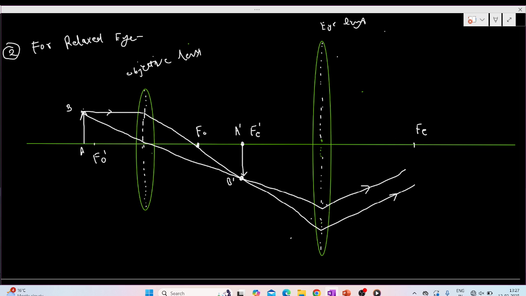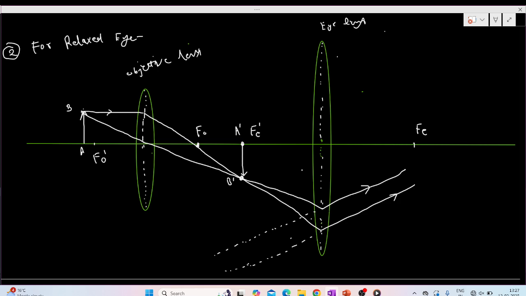And if you draw backwards, what you will get? You'll get this kind of parallel rays. And these rays we assume will meet at infinity. So these rays are going to infinity. The final image is formed at infinity.